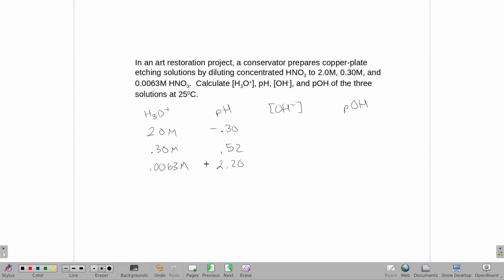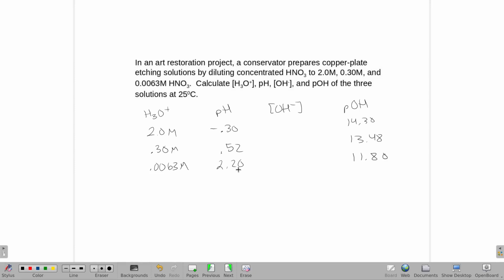Alright, if I have that, it's easy to get my pOH because these two add up to 14. So this is going to be 14.3, this is going to be 13.48, and this is going to be 11.80. Because I need those two numbers to add up to 14.